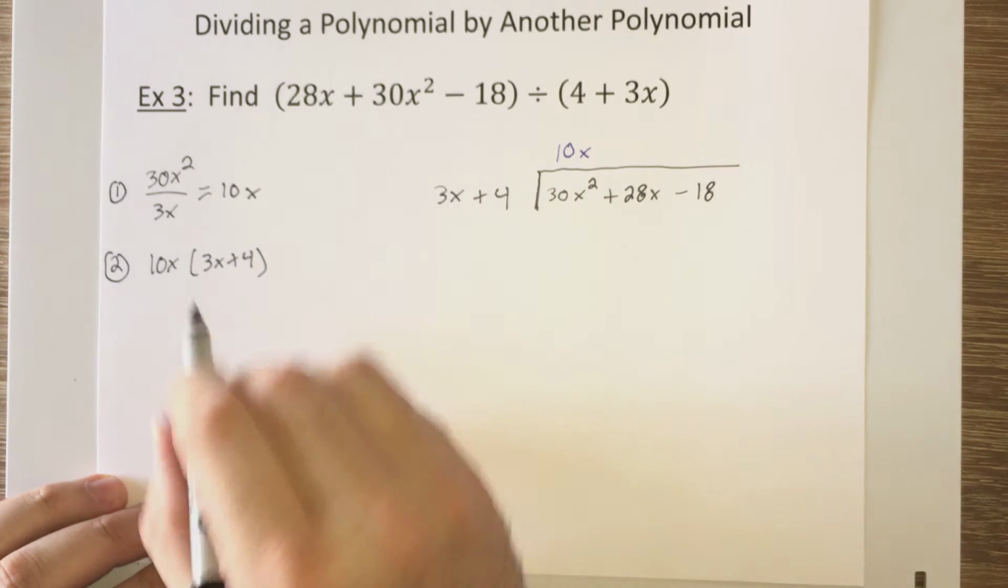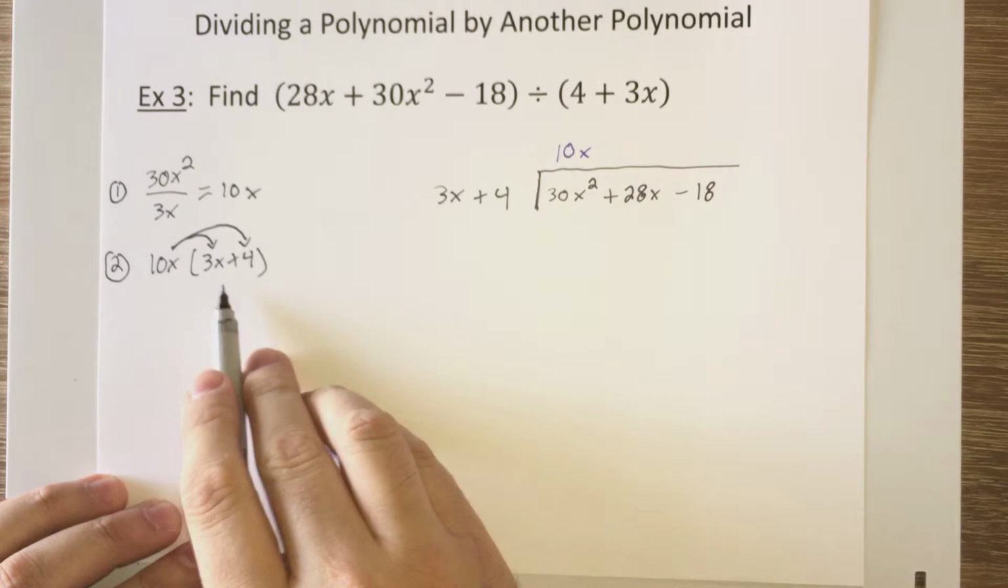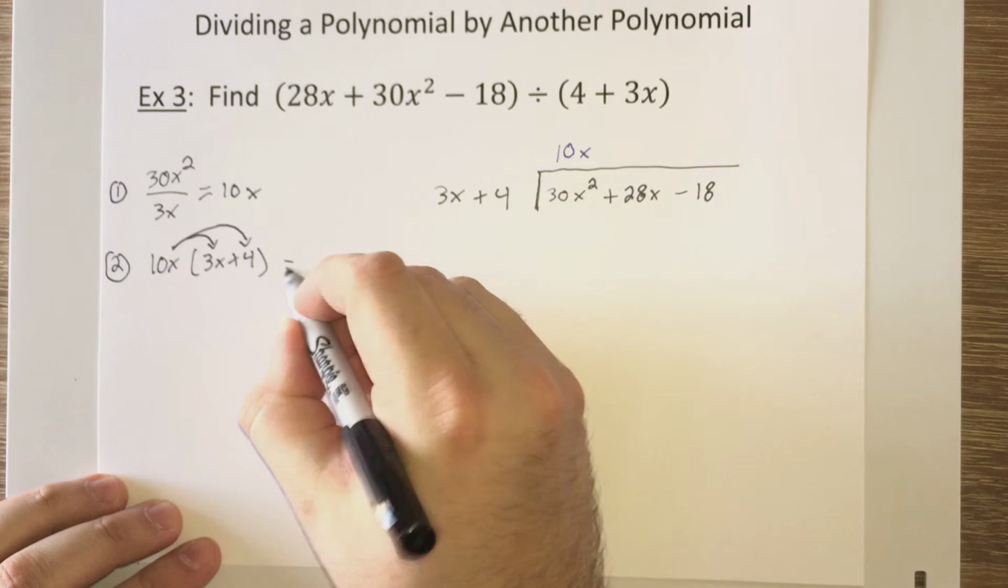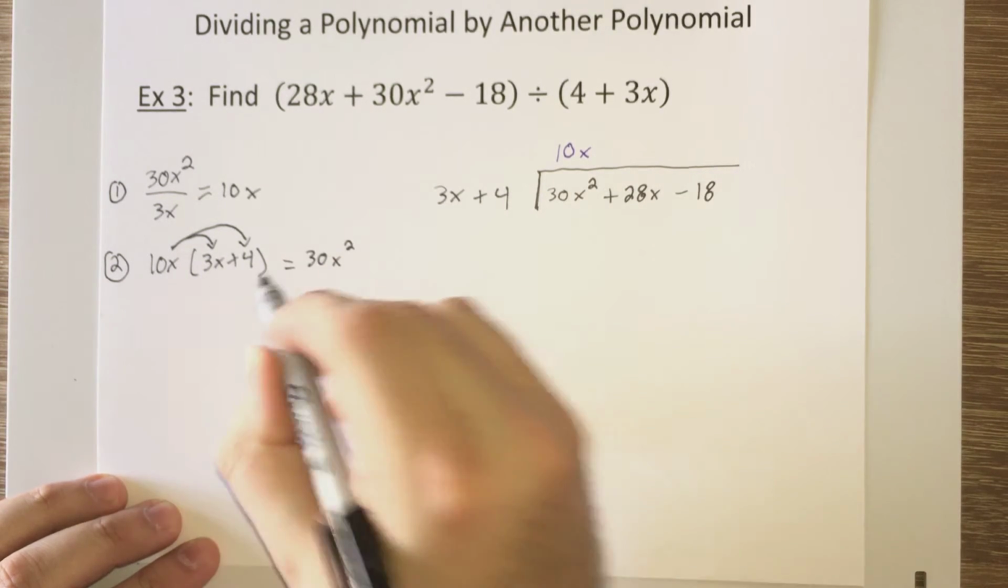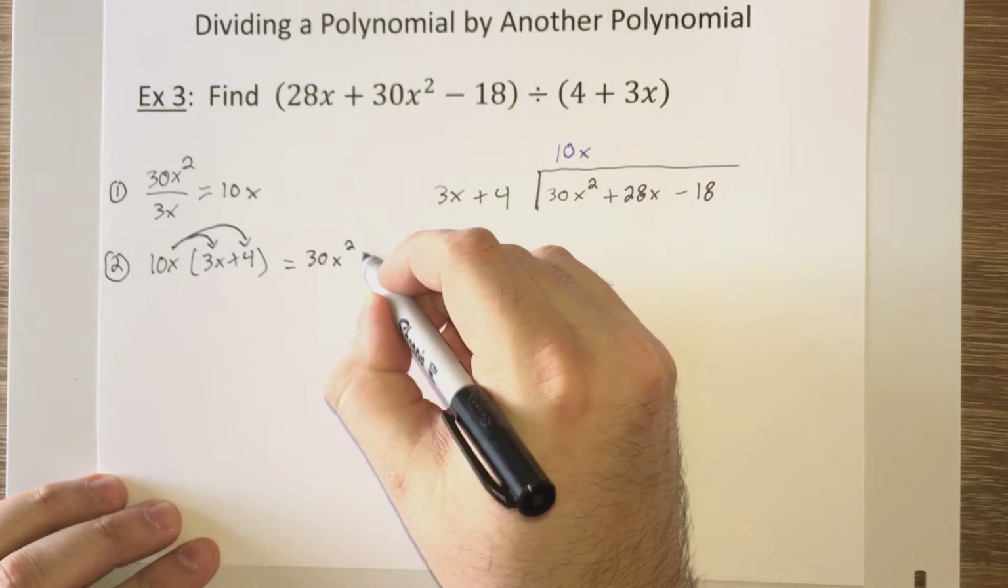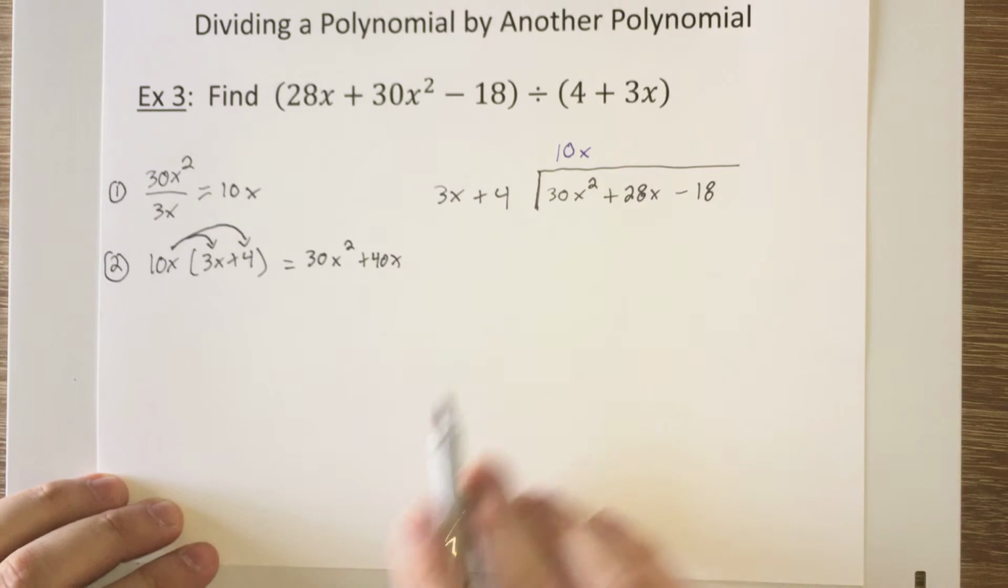So you're going to multiply that out. So how do you multiply polynomials? You bomb, or you can just say we distribute. Either way, you're going to multiply the 10x by the 3x and then the 10x times the 4. 10x times 3x is 30x squared. 10x times 4 is 40x, so plus 40x. And then you write this polynomial on the bottom over here.